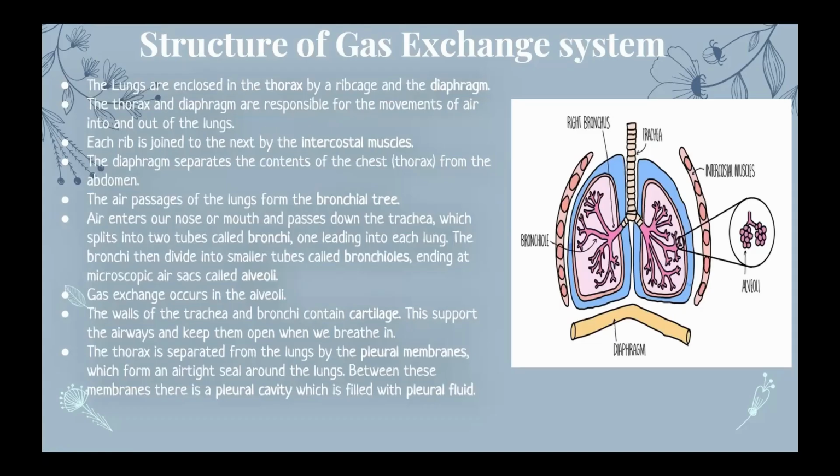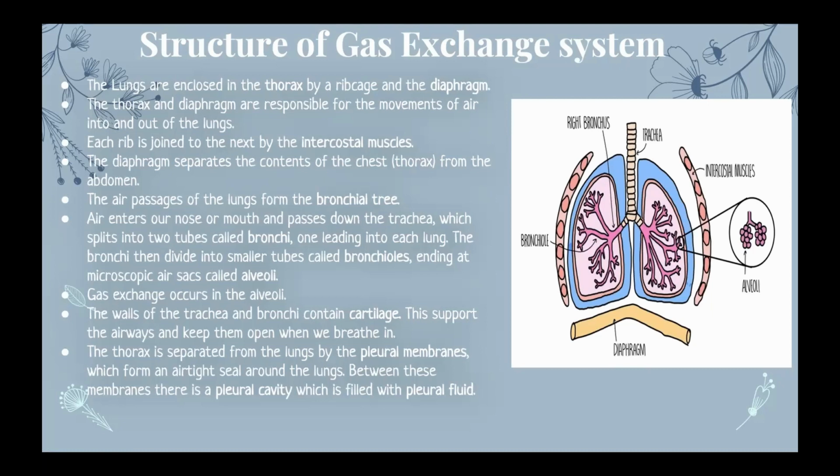The structure of the gas exchange system. Firstly, the lungs are enclosed in the thorax by a rib cage and the diaphragm. The thorax and the diaphragm are responsible for breathing. Each rib is joined to the next by the intercostal muscles. The diaphragm separates the contents of the thorax from the abdomen.